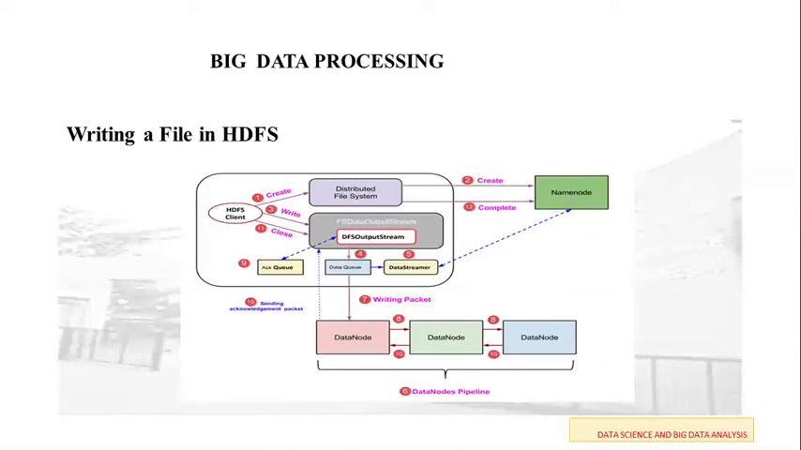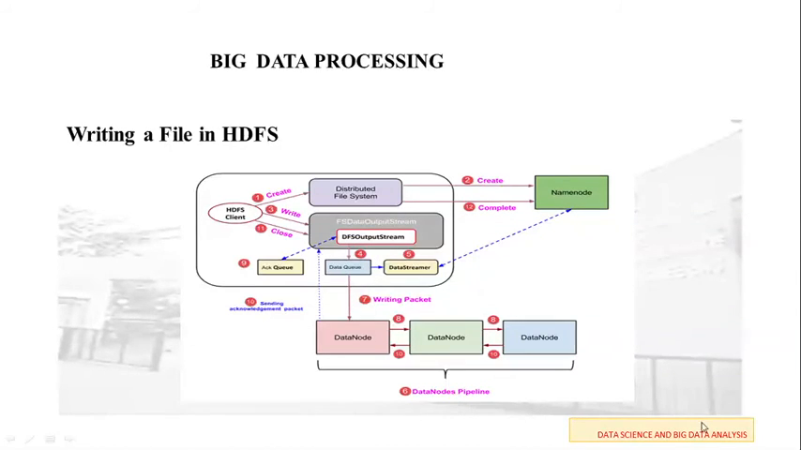Next step is step number 5. This is the data streaming. There is one more component called the data streamer which consumes this data queue. So there is a connection between the data queue and the data streamer. The data streamer also asks the name node for allocation of new blocks, thereby picking the desirable data nodes to be used for replication.